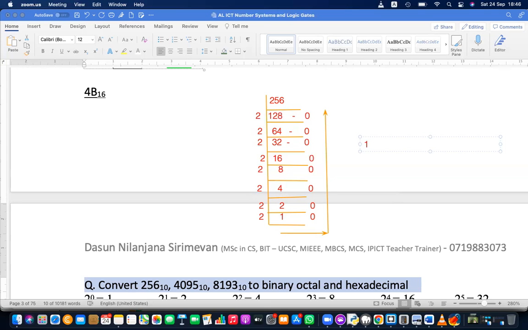Then 1, how many zeros? 1, 2, 3, 4, 5, 6, 7, 8 zeros. 0, 0, 0, 0, 0, 0, 0, 0. And that is base 2. You have to write the base like this. So that is the first answer.